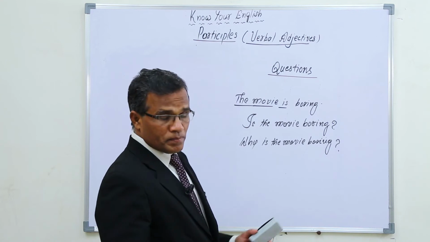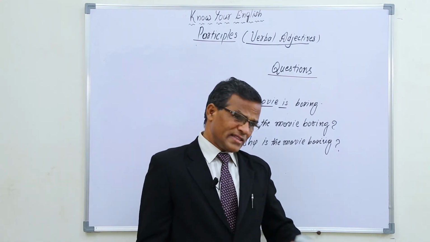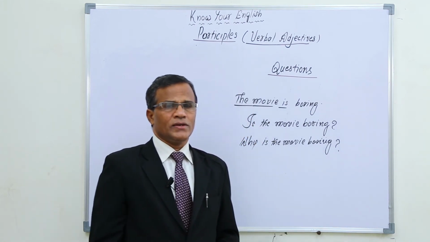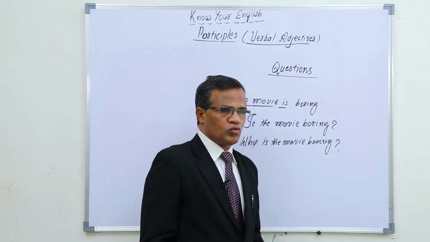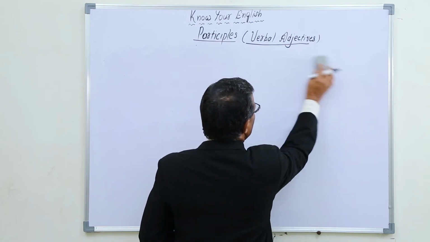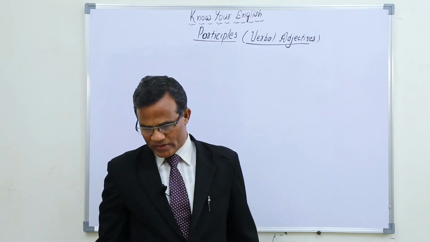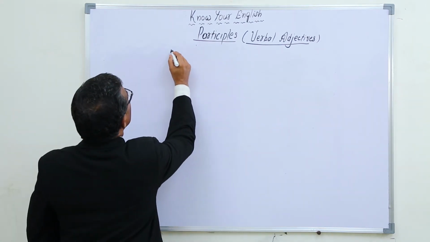Even past participles also. The chair is broken. Is the chair broken? The chair is broken. Is the chair broken? So why is it broken? Like that. In this way we can put questions also. Okay. So this way, even questions also we use in this participles. And now we are coming to perfect participles.